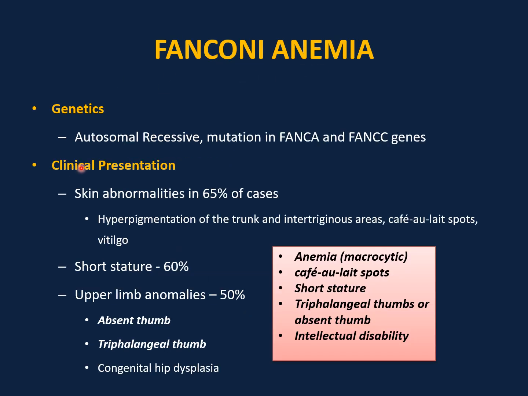Fanconi anemia is an autosomal recessive disease because of mutation in FANC-A and FANC-C genes. Clinical presentation: skin abnormalities, hyperpigmentation, café au lait spots, short stature, upper limb anomalies, absent thumb, triphalangeal thumb. The key words to remember this disease, very important: anemia, especially macrocytic, café au lait spots, short stature, triphalangeal thumbs or absent thumb, intellectual disability.